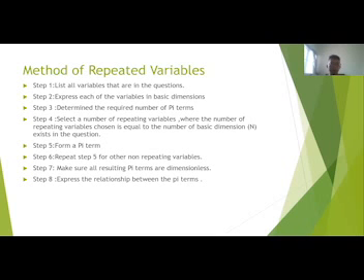So these are the steps of the method of repeated variables, the steps of doing the Buckingham pi theorem questions. Step 1, list all variables as I have shown just now. Step 2, express each variable in basic dimensions. Step 3, determine the required number of pi terms. Step 4, select a number of repeating variables. Step 5, form a pi term. Step 6, repeat step 5. Step 7, make sure all resulting pi terms are dimensionless, which means the answer you get must be dimensionless. And step 8, express the relation between the pi terms.